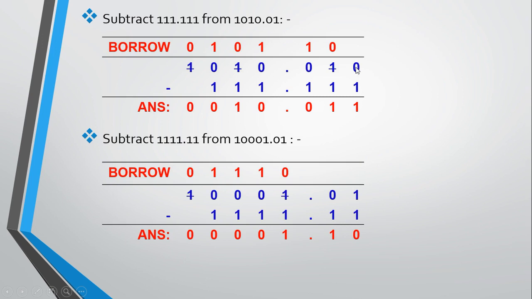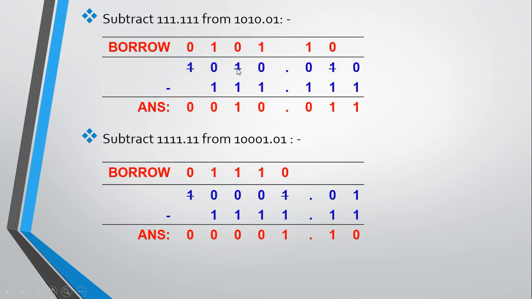1010.010. This is the first number from which you need to perform binary subtraction of the number 111.111. Now 0 minus 1 means you are not able to subtract the number. So you need to place 1 and borrow from the previous number. Again 0 minus 1 is there. So what you need to do, you need to place 1 and you need to borrow 1 from the previous order.